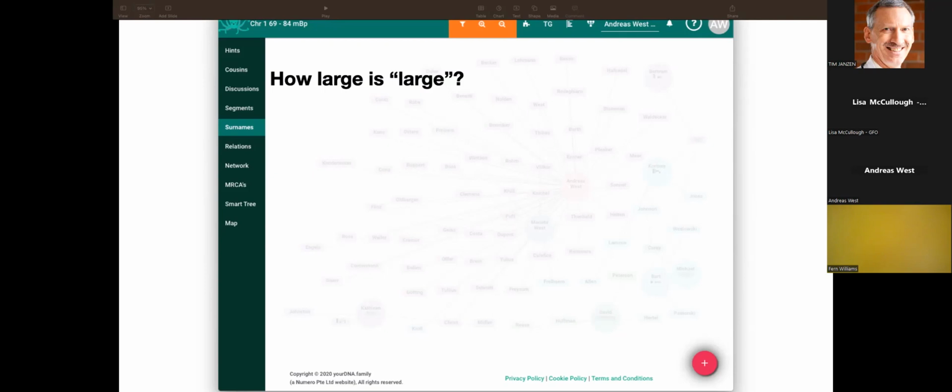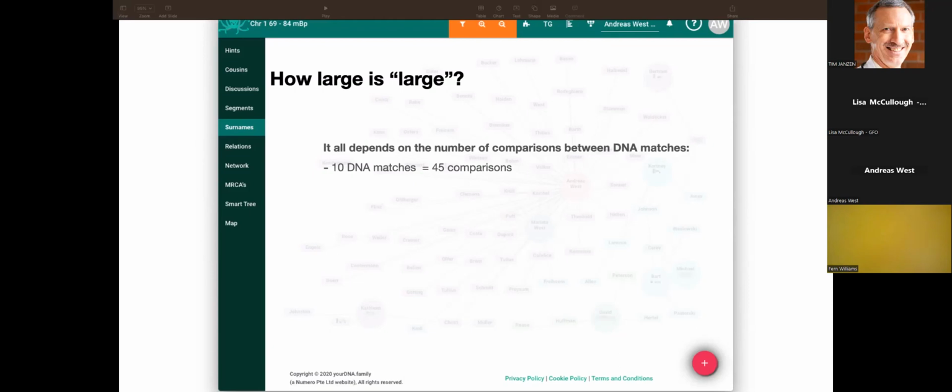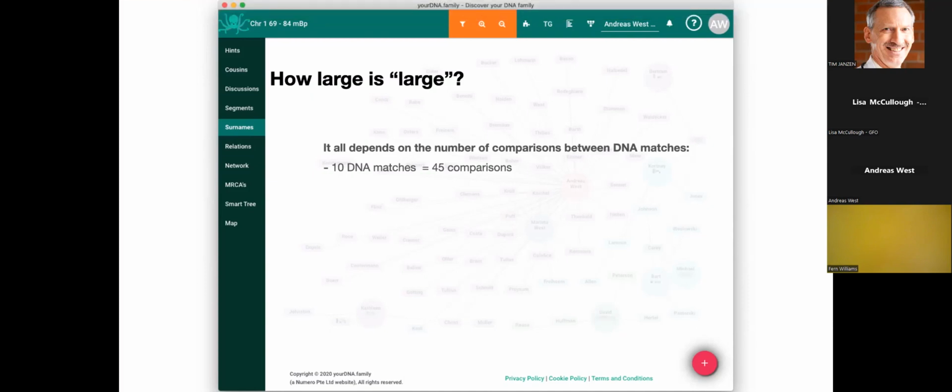Maybe some say 25. Definitely if we go into larger numbers, people are saying that's way too large of a triangulated group, it's just a waste of time, I don't want to work on it. And if we look at the number of comparisons that are necessary, for example with 10 DNA matches in a triangulated group, we have to do 45 comparisons between all of them. So if we want to do the whole work and make sure that each and every one is matching at the locus that we have identified, then it's 45 comparisons. If you think about it, if we have 3 DNA cousins, then it's just 3, with 4 it's already 6, right?